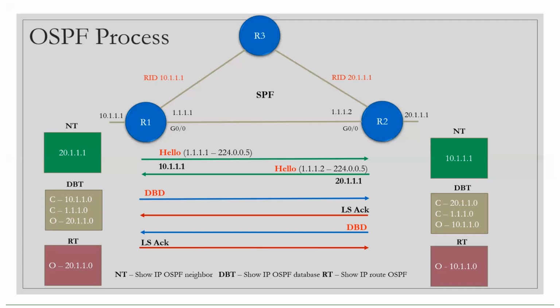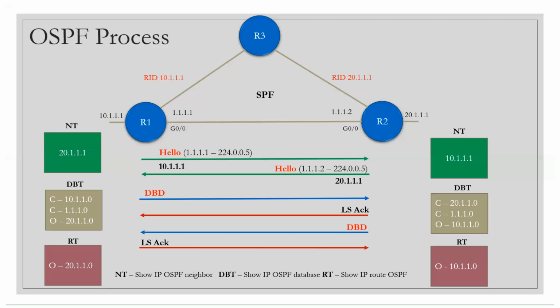Now these are the following show commands which you use to find out your neighbor table details, your database table details, and of course your OSPF routes in the router. So show IP OSPF neighbor, show IP OSPF database, and of course show IP route OSPF.